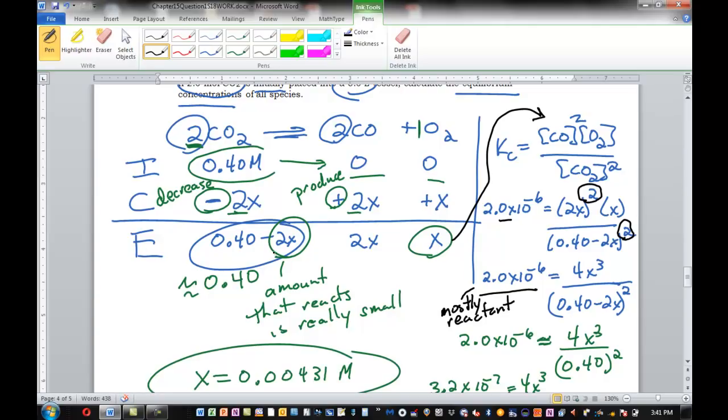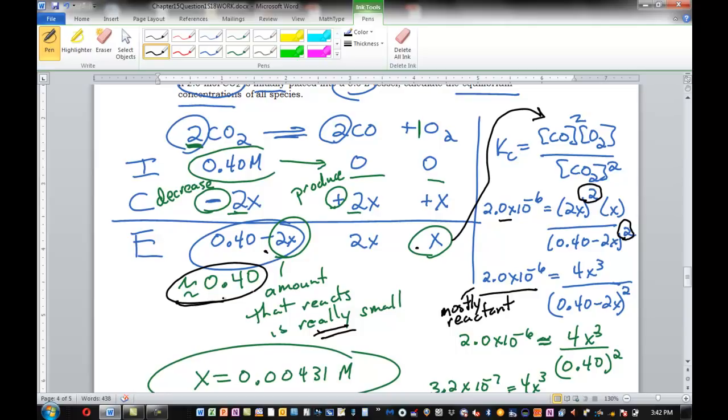Therefore, this amount, which we show here as 2x, going to product, is going to be really, really small. All right? Yes, some reactant is going to go to product, but not much. And again, this is a key assumption. So little is going to go to product that we assume that 0.4 minus a really small number is going to stay approximately 0.4. It will decrease. It's not going to stay 0.4.